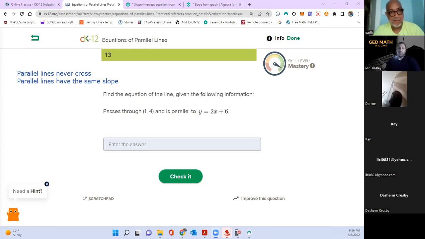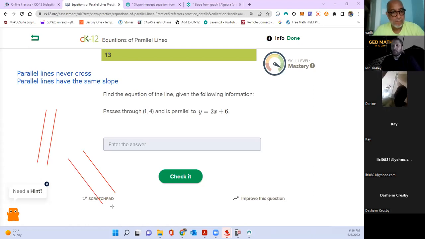Yes, the same slope. Let me draw them for you. Let me get my line tool here. So two parallel lines would be like that. It doesn't matter whether the slope is positive or negative; you can have two parallel lines that have a negative slope, but they will never cross. Parallel lines, plural, so you have to have more than one. Two lines that will never cross. The reason they will never cross is because they have the same slope.